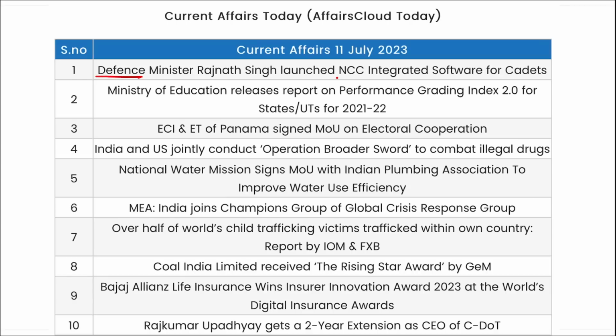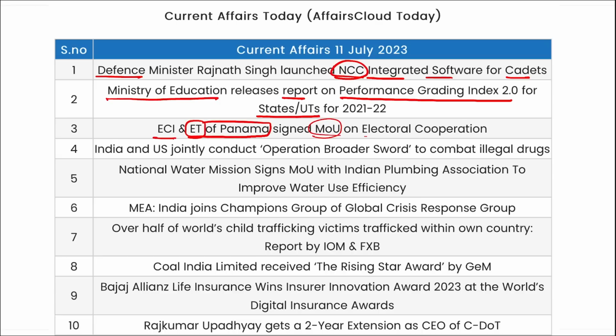Defense Minister Rajnath Singh has launched NCC Integrated Software for the cadets. Ministry of Education released a report on the Performance Grading Index 2.0 for the states and UTs. ECI and Election Tribunal of Panama signed an MOU on electoral cooperation. India and USA jointly conducted Operation Border SWOT to combat illegal drugs.